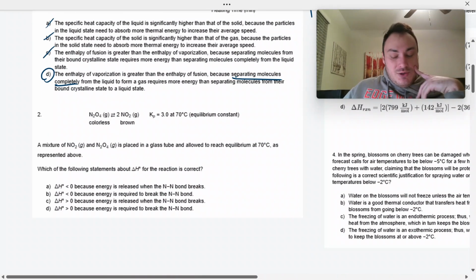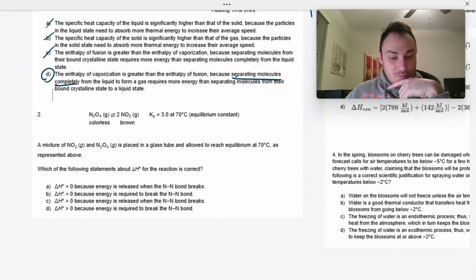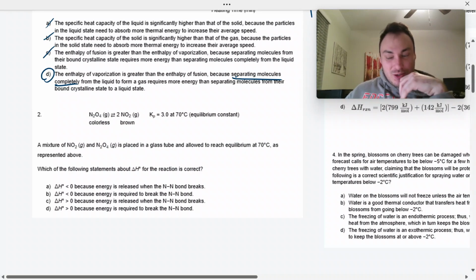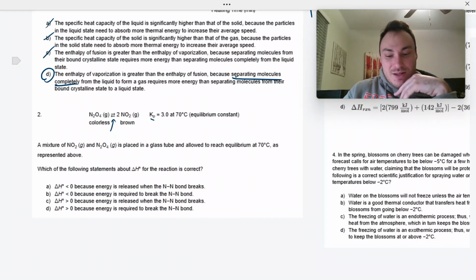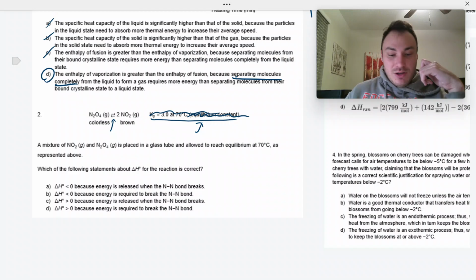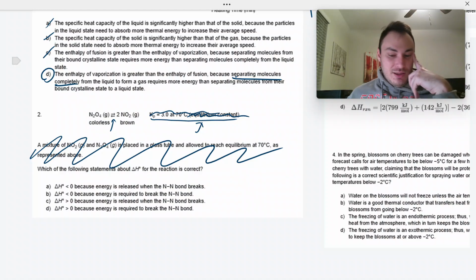A mixture of NO2 gas and N2O4 gas is placed in a glass tube and allowed to reach equilibrium at 70 degrees Celsius as represented above. Which of the following statements about delta H for the reaction is correct? Okay, right away, there's actually a lot of things in this problem that you don't know yet. We haven't done some of these units yet. You don't know what that means. This whole thing, that's the equilibrium constant. I actually added that. But we don't need that. As a matter of fact, we don't even need any of this at all. Let's just look at the answers.